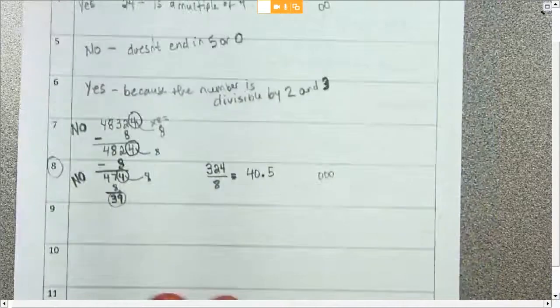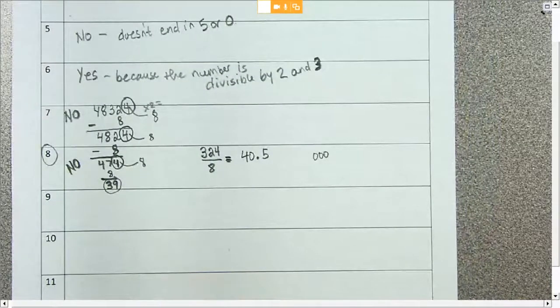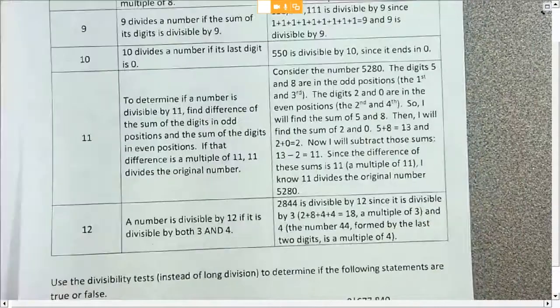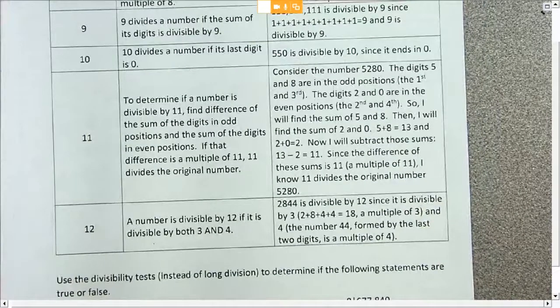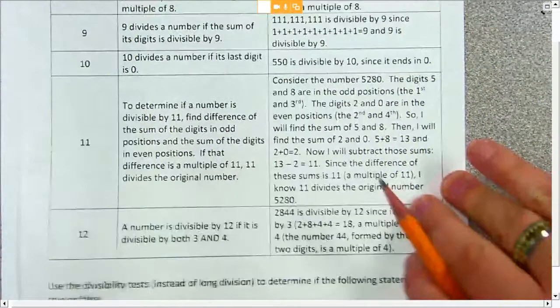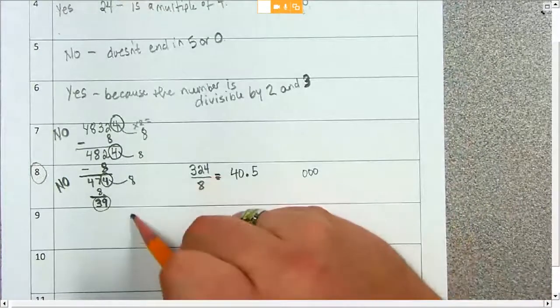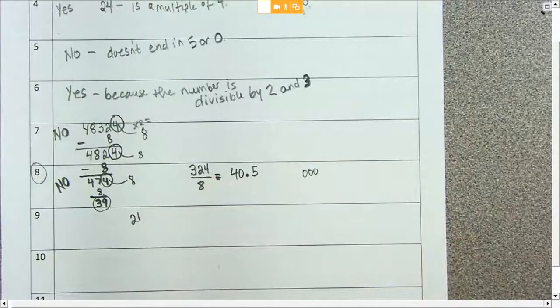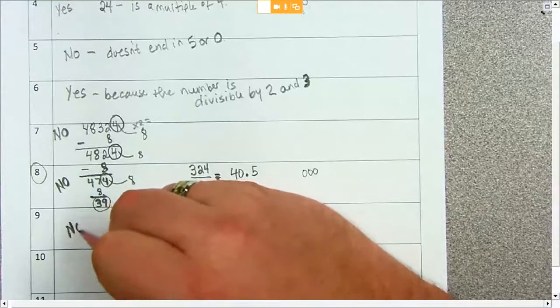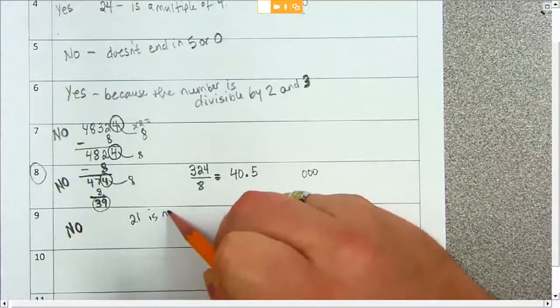All right, let's get 9. The divisibility rule for 9 says that 9 divides a number if the sum of its digits is divisible by 9. So 9 is just like 3. If you add up all the digits and you get a number that's a multiple of 9, so is your number. So we added up all the digits. What do we get? 21. Is that a multiple of 9? No. So no for 9. 21 is not a multiple of 9.